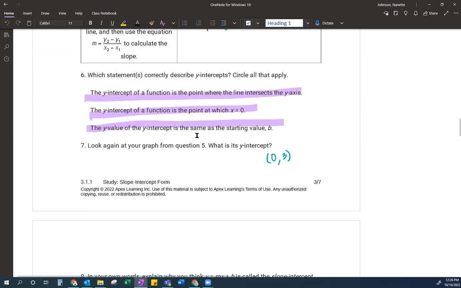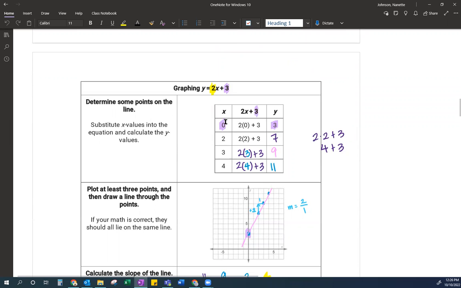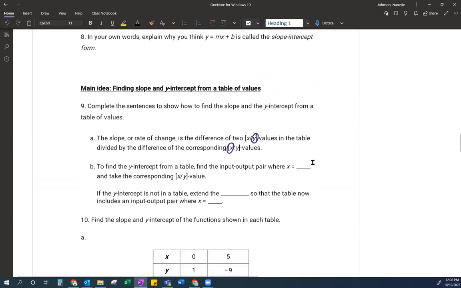To find the y-intercept from the table, find the input pair where x is equal to what? Where was that y-intercept in our table? Oh, it's right there. When x is 0. Okay. If the y-intercept is not in the table, extend the table or pattern so that the table now includes an input-output where x is equal to 0. And this is something that I consistently ask my Integrated 1 students to do. Like, oh man, if only I had x equal to 0. And then they remind themselves, oh, we could just go backwards on the table.